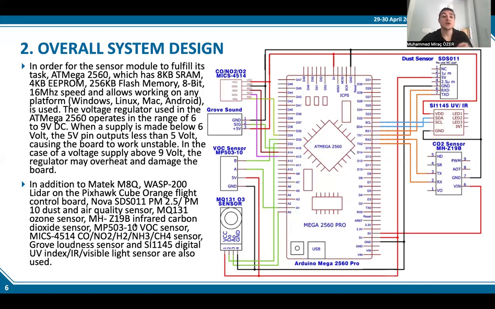In addition to the M8Q GPS on the Pixhawk Cube Orange flight control board, a PM2.5 or PM10 dust and air quality sensor, ozone sensor, infrared carbon dioxide sensor, VOC sensor, CO sensor, NO2, H2, NH3, CH4 sensor, loudness sensor, and a digital UV index IR visible light sensor are also used.